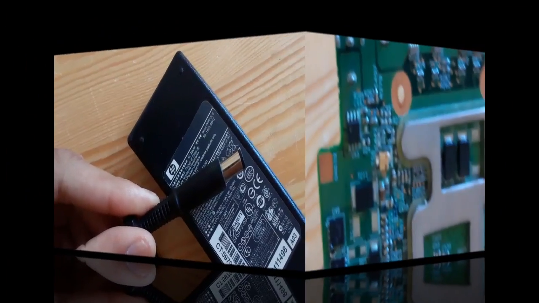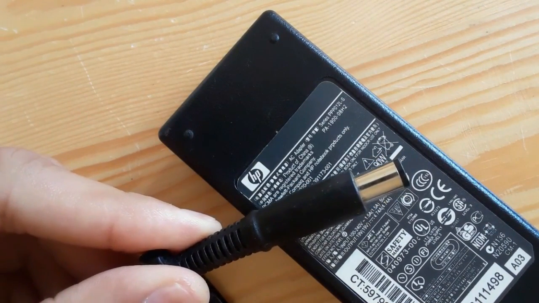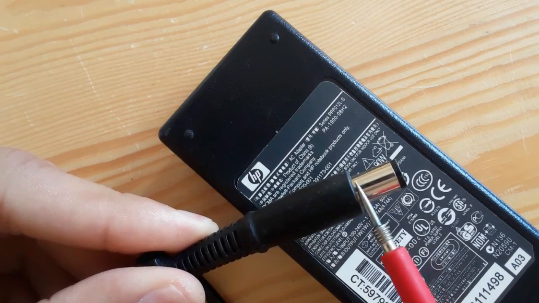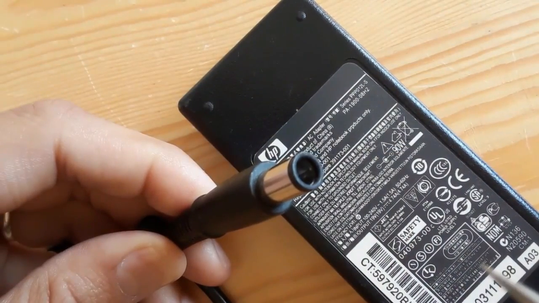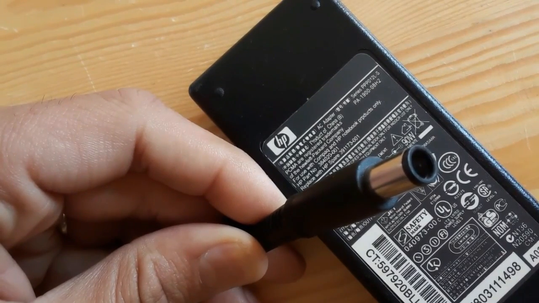So the power jack is one of the most common faults in the laptop. You should always check the power jacks. Especially when you get a dead laptop, you should check the power jack first. Okay, of course, after the adapter. So here, as you can see, this is the adapter. So we're going to check the adapter. The adapter is among the common faults in failed laptops.